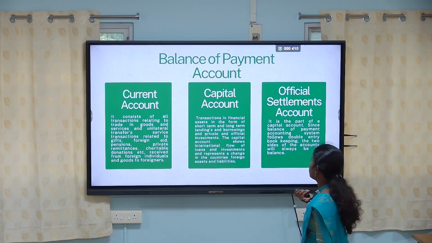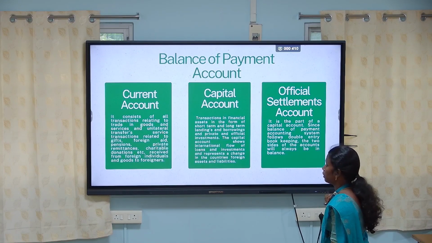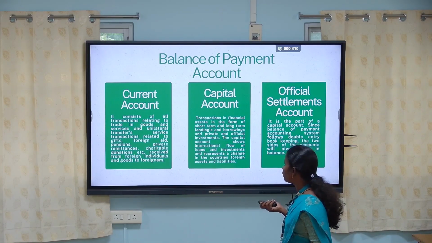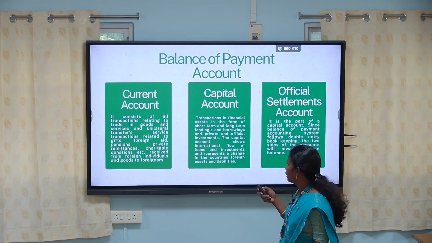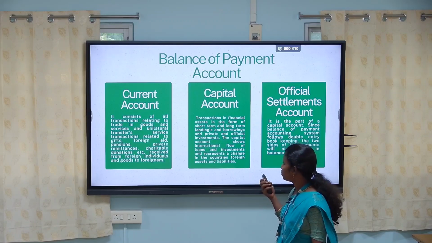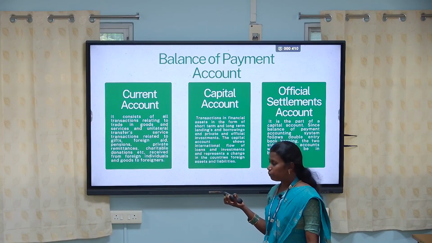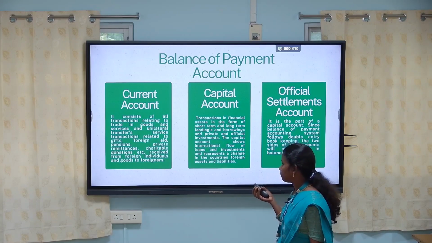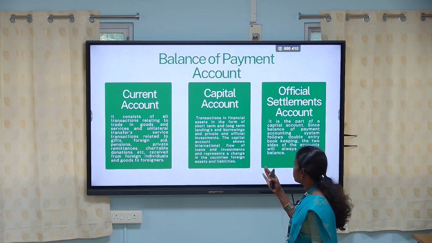So this is what I told you: the current account, capital account, and then the official settlement account under the balance of payment account. Under the current account, we are entering all the transactions related to gifts, foreign aid, pensions, private remittances, and charitable donations, etc. We are recording all the transactions related to these things.